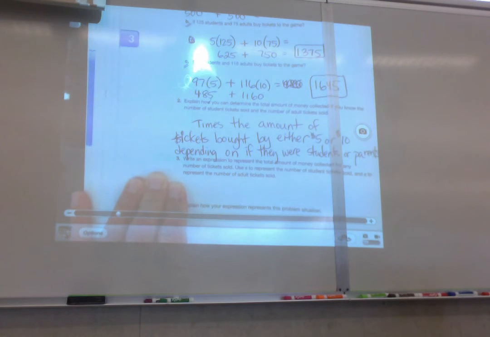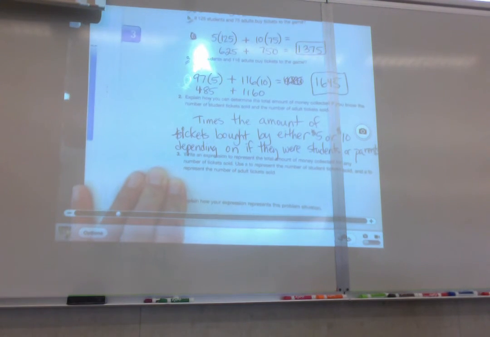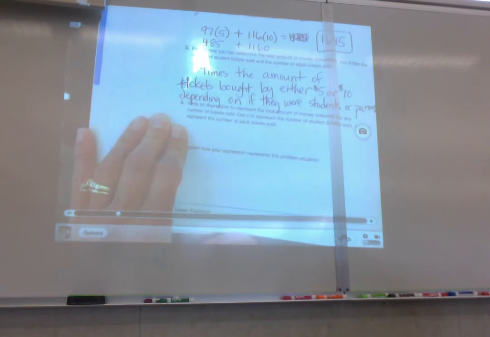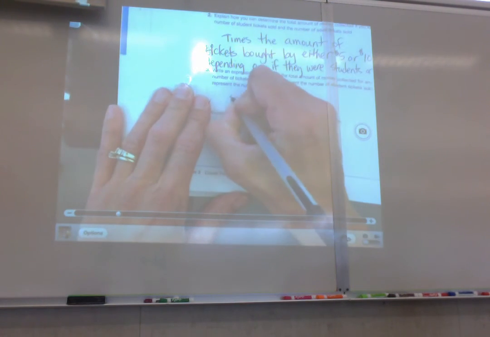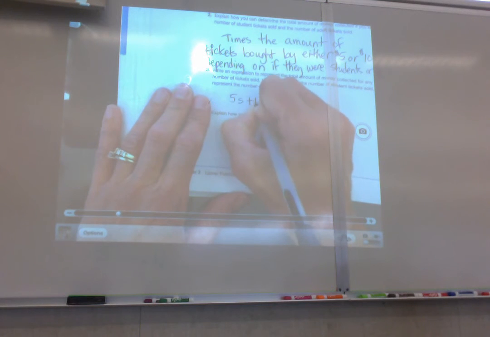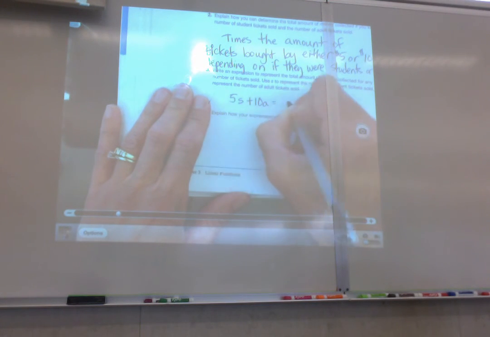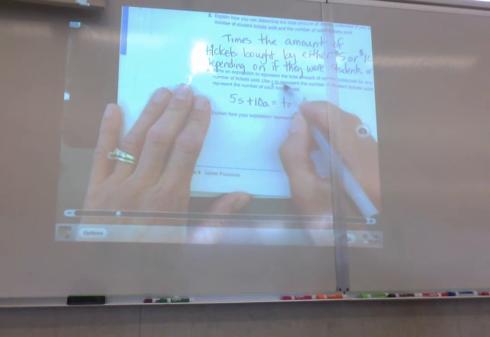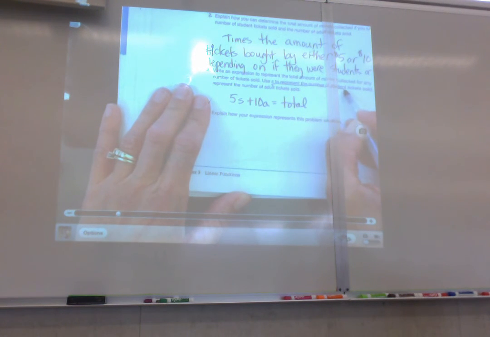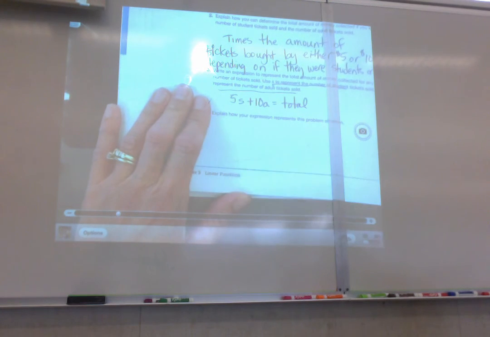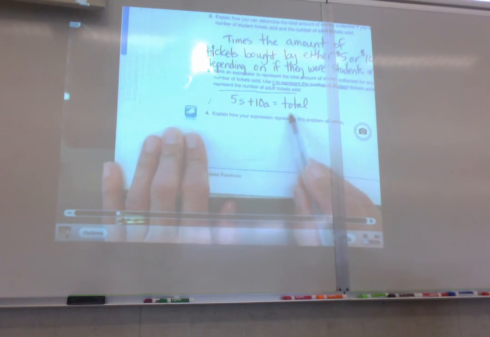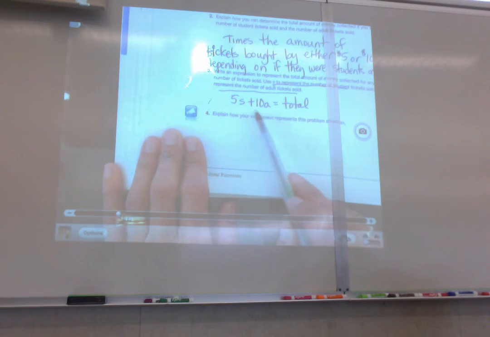What's an expression we can write to represent what we were doing? Yes, Isabella? 5 times S plus 10 times A equals C. Oh, I like that. We'll call it total. Use S to represent the number of student tickets and A to represent the number of adult tickets. You could have T over here, you could have total. I wanted to only focus on 2 variables at a time.